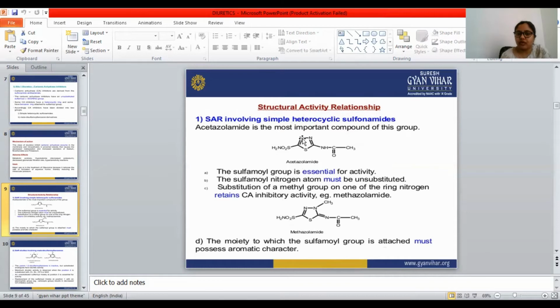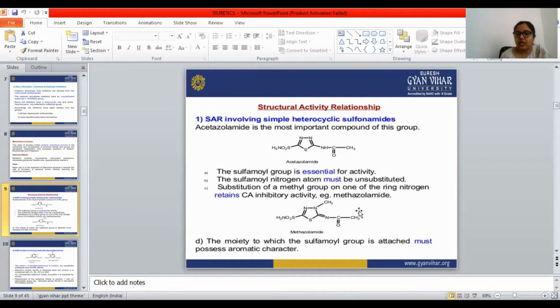This is the sulfonyl group, and this sulfonyl group is essential for carbonic anhydrase inhibitor activity. This sulfonyl group is very essential. The sulfonyl nitrogen atom must be unsubstituted. Okay, this nitrogen atom must be unsubstituted. Substitution of a methyl group on one of the ring nitrogens retains carbonic anhydrase inhibitory activity.